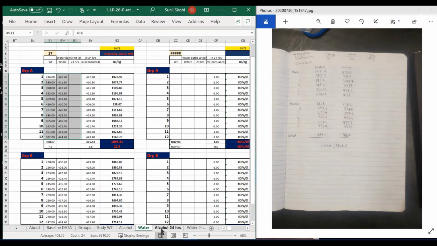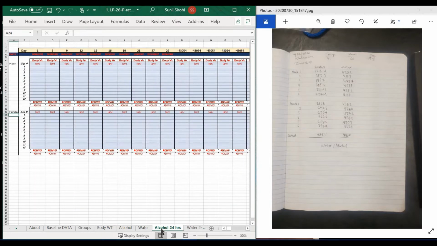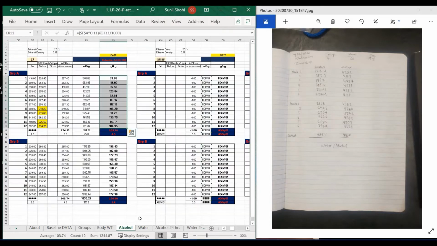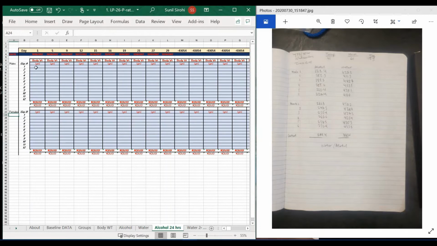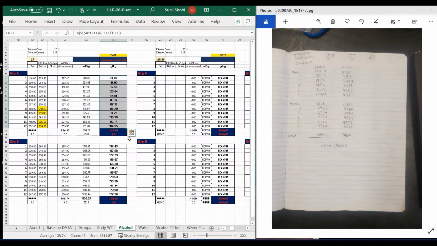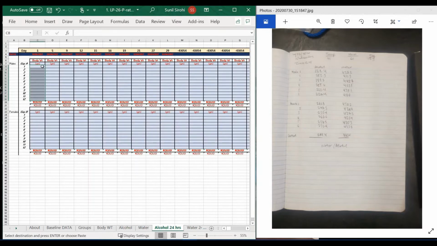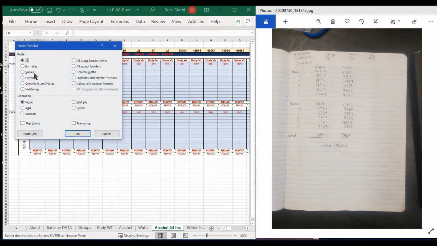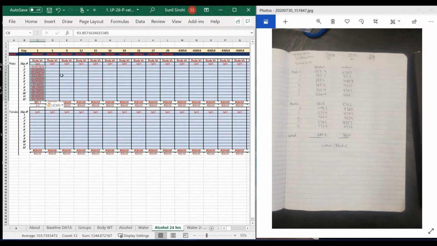We also transfer the 24-hour recording in a separate tab. For example, this says alcohol 24-hour and all these numbers. So for this particular day, let's say we care about these numbers. We just copy this and then paste here. And we always say paste values so that it only transfers values. This way you get all those numbers for statistical analysis later on.